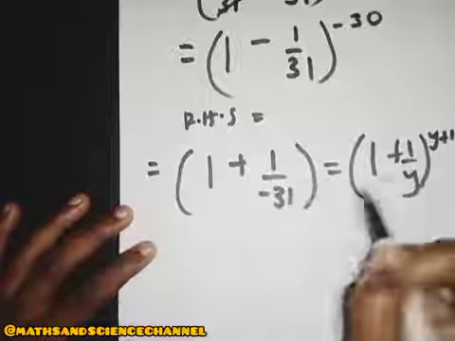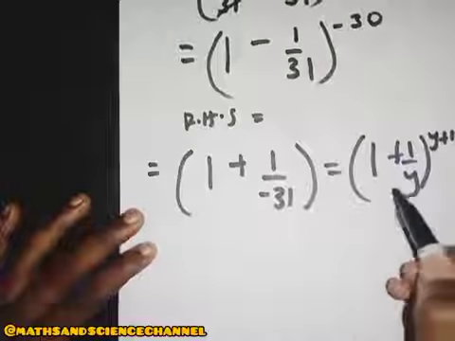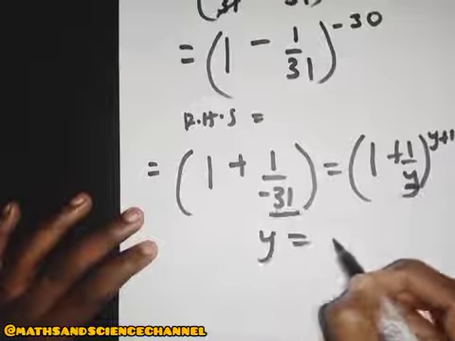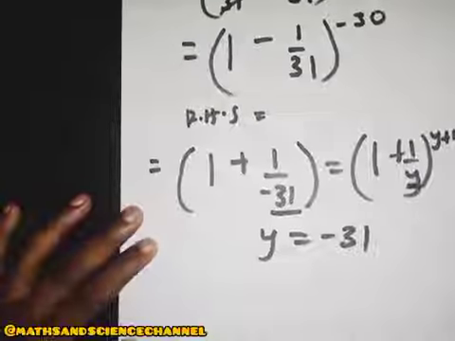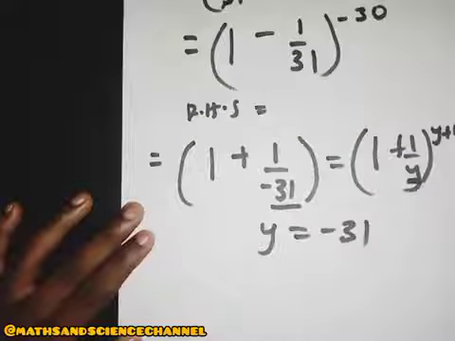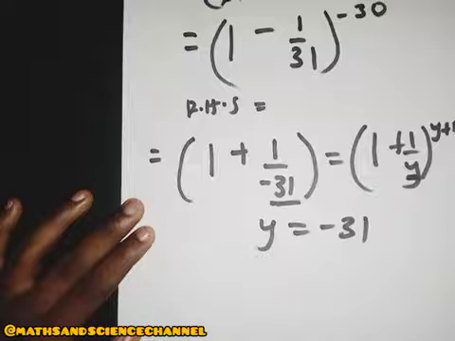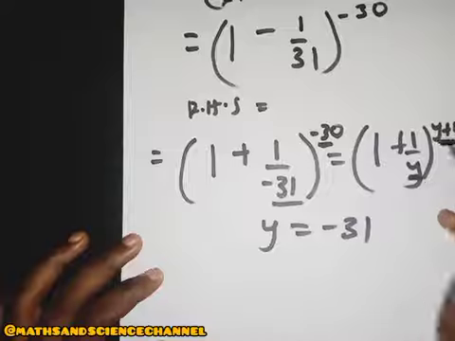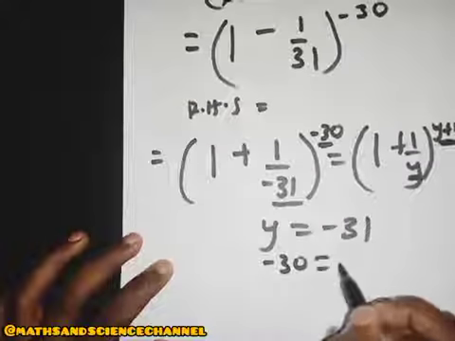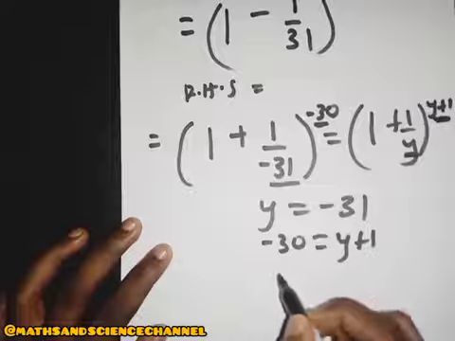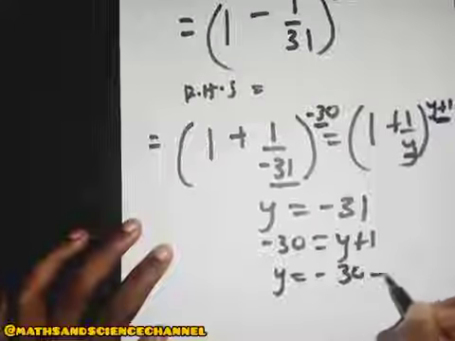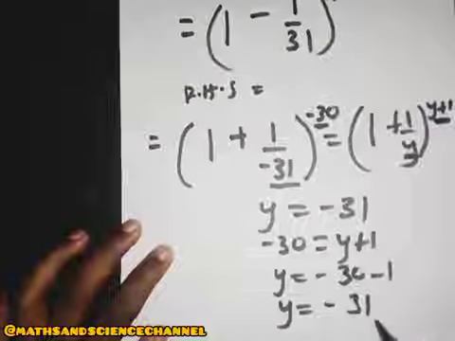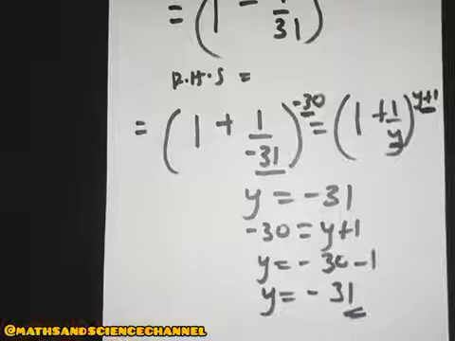Now if we compare them, we realize that, straightly by comparing them, this y here is being equal to just negative 31. We have y equal to negative 31, and just remember the exponent of 30. When we take this side and that side, we have negative 30 being equal to y plus 1, and therefore y is just negative 30 minus 1, and then we have negative 31 as y. So that is the first method.